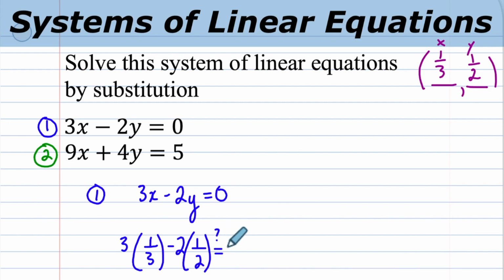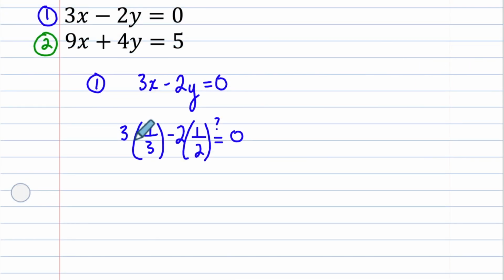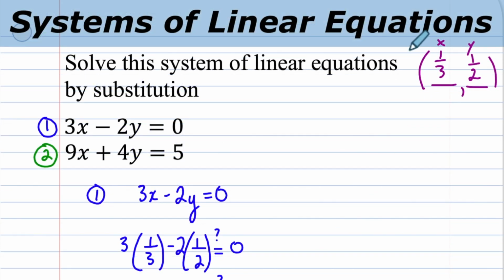Does that equal 0? 3 times a third is 1. 2 times a half is 1. Does that equal 0? 0 equals 0. We know that 1/3, 1/2 is the solution.